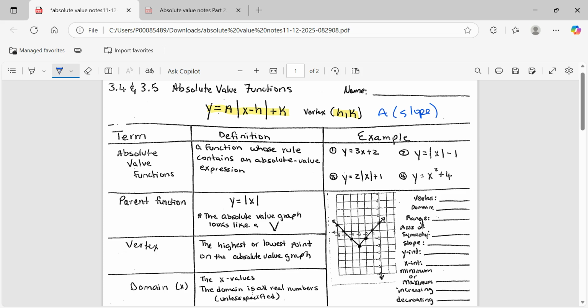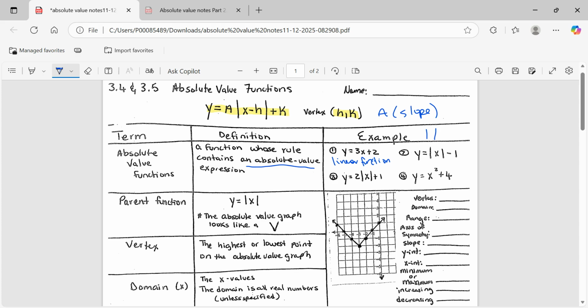The absolute value function must contain an absolute value expression. So if we look at number one, where it says y equals 3x plus 2, it's not an absolute value function because it doesn't have the absolute value symbol. In fact, it looks like y equals mx plus b. This is actually a linear function.